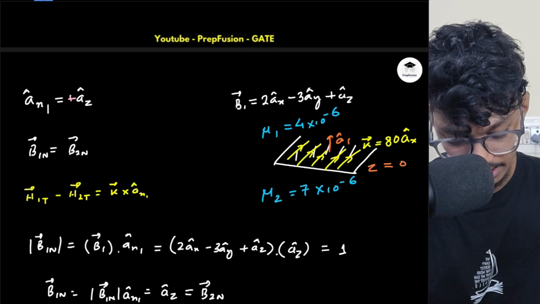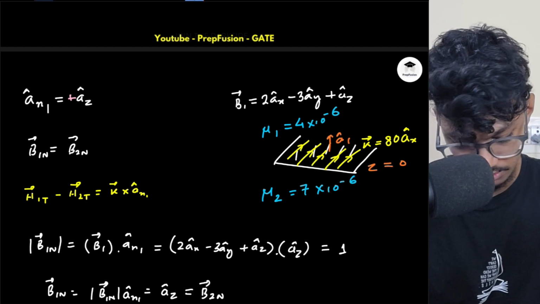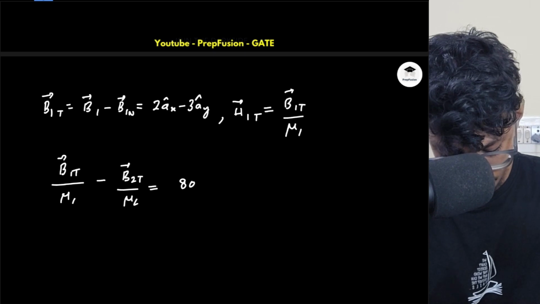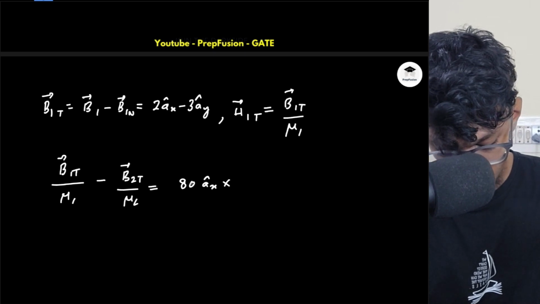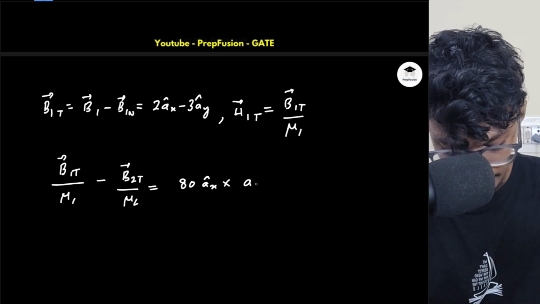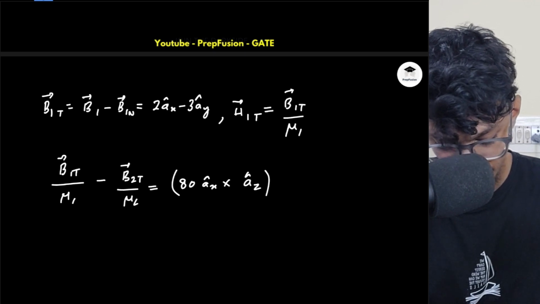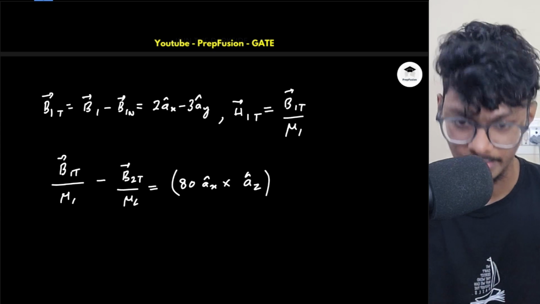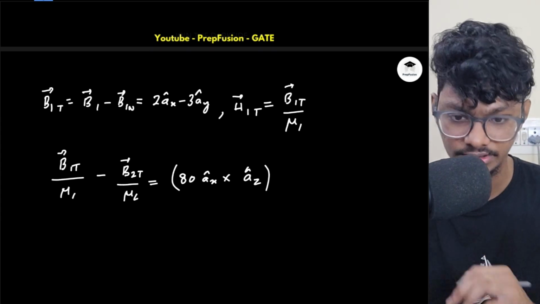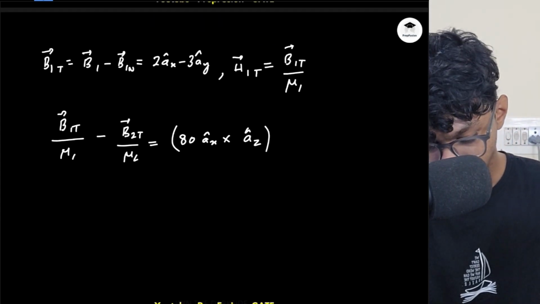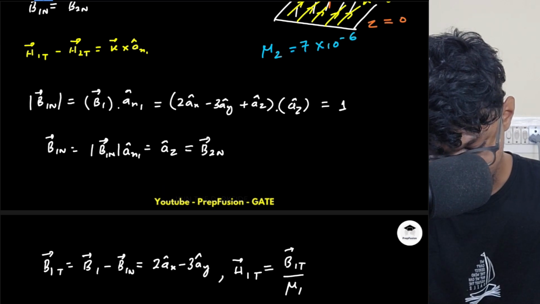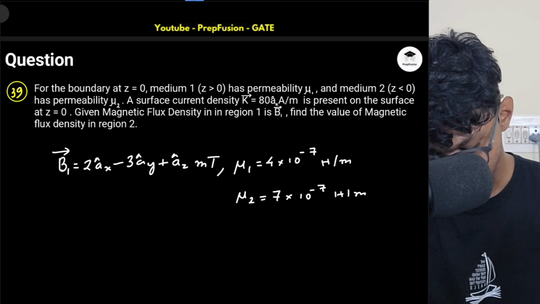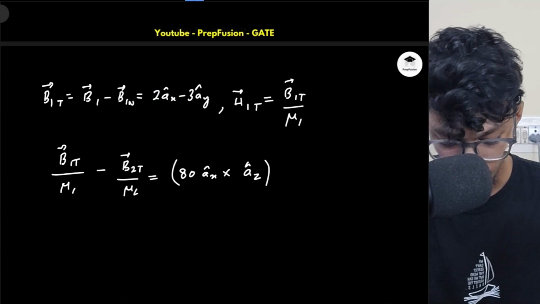What is K? K is 80ax. So it will be 80ax cross a_n1, and a_n1 is simply az cap. This is the reference, and this is how I will always write it. This formula I have to remember, but how to remember it, I also explained. Everything has been derived. Remember, all this is in millitesla. I will put the units at the end.